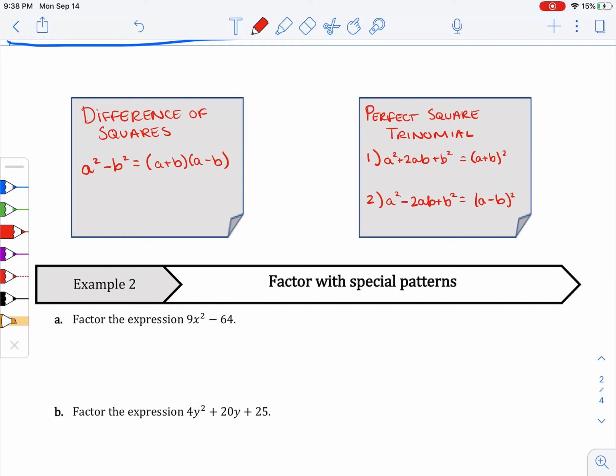We also had that perfect square trinomial. We had like two different versions of that. You can think of it as the positive version, which was a squared plus 2ab plus b squared, will always factor to be a plus b squared. And a squared minus 2ab plus b squared will always factor to be a minus b squared.